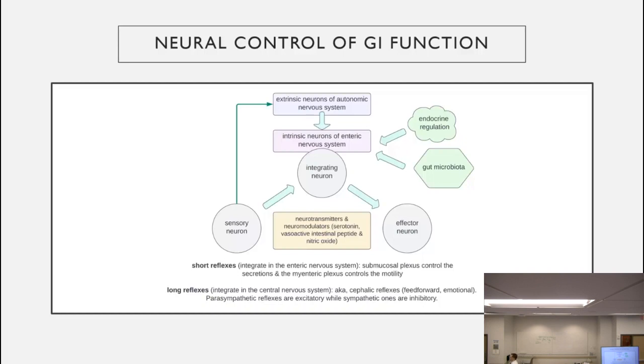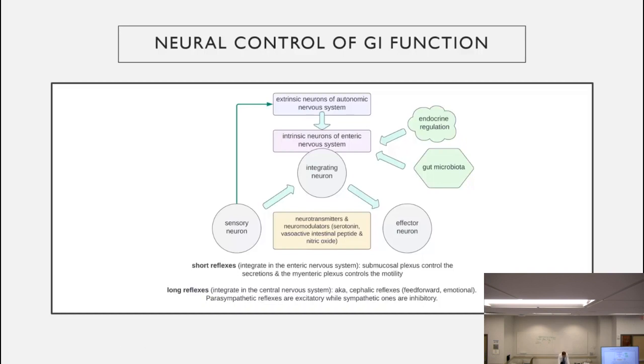It doesn't matter how you study it, being part or not of the autonomic nervous system, the result is going to be the same. Then we have a diagram that shows how many different things participate in regulating the gastrointestinal function. We have reflexes, as in every other process in the body. Some reflexes are local reflexes that we manage at the local level, and some of them need the participation of the nervous system and endocrine system.